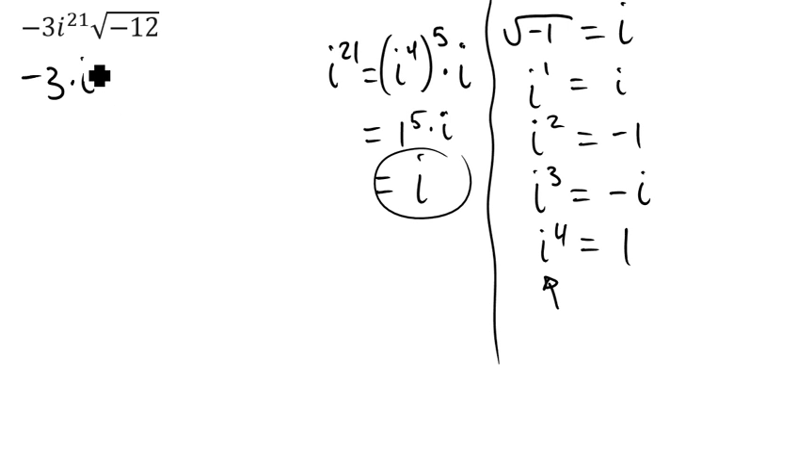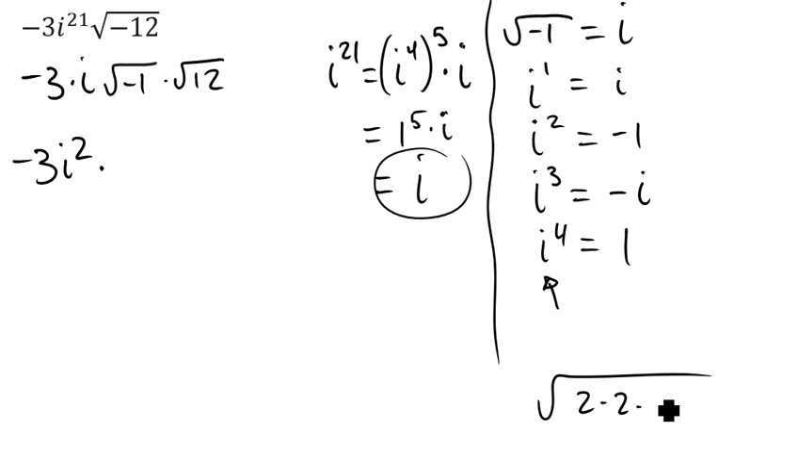So now I have -3 times i. Now I need to deal with this square root of -12. First of all, that's the square root of -1 times the square root of 12. We know the square root of -1 equals i by definition. So what I have right now is -3 i squared, and we're going to visit that again, times the square root of 12. The square root of 12 is the square root of 2 times 2 times 3, which is the same as the square root of 2 times the square root of 2 times the square root of 3.